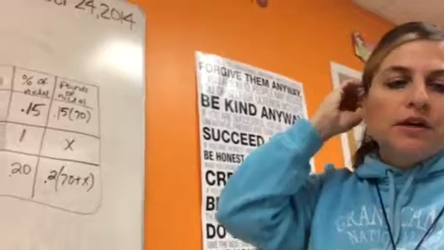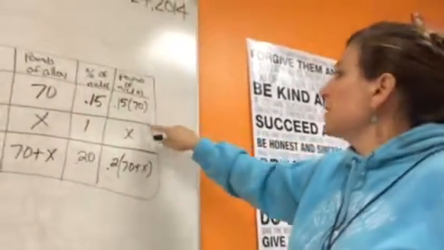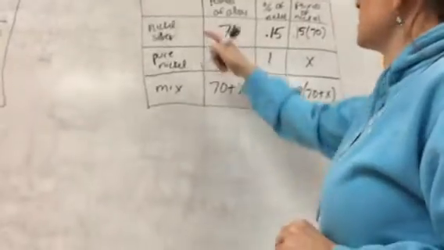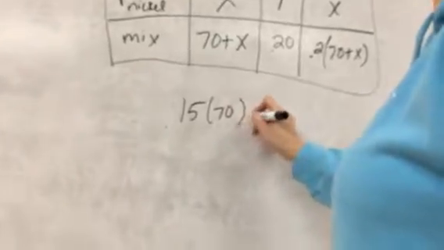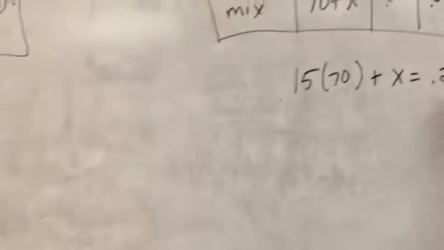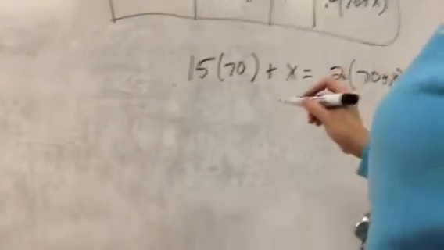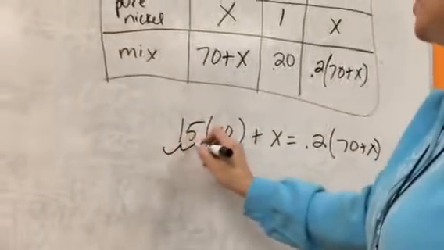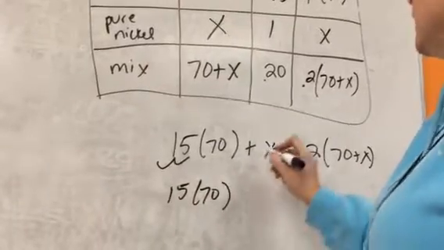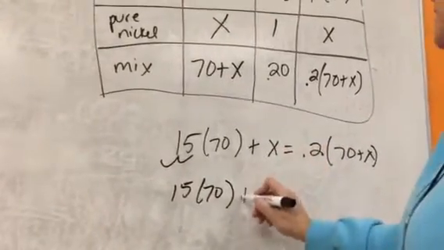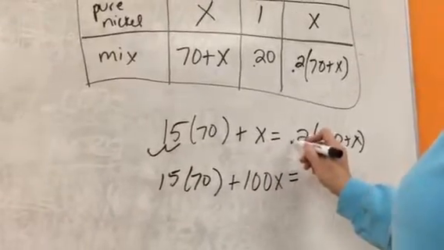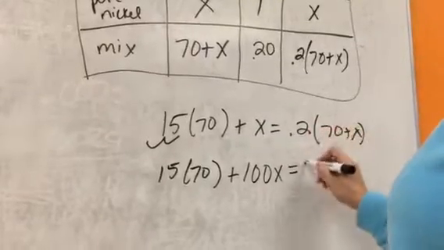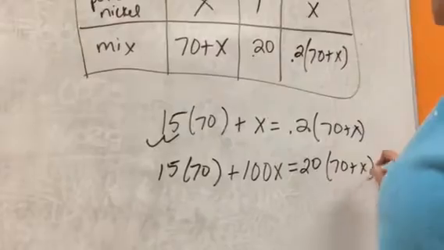We have to form an equation from the columns we just completed. So the equation is going to be this plus this equals this, because nickel silver plus pure nickel is the mix. So 0.15 times 70 plus 1X equals 0.2 times 70 plus X. Let's get rid of our decimals. Ready? 1, 2. That's going to be 15 times 70. Now, you know in front of the X there's a 1, so it's going to be 1 and then move it over twice. So now it's 100X. This 0.2 is going to move over twice. So it's going to be 20 times 70 plus X.